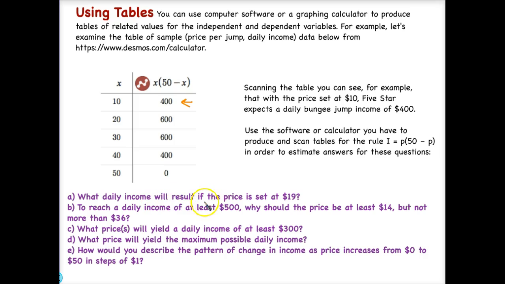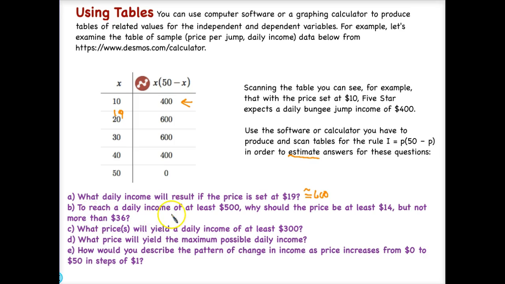What daily income will result if the price is set at $19? Since I'm just estimating and I don't need to know the exact, I can look here and say, well, 19 is really close to 20. So my estimate is, approximately $600 or a little bit less. I could also go back to my table and type in a value of 19 and get the exact amount if I wanted to.